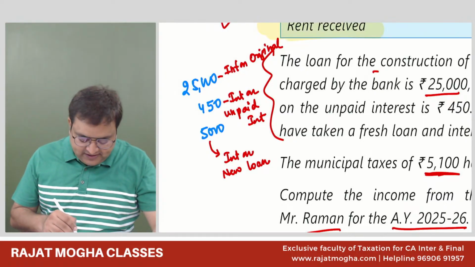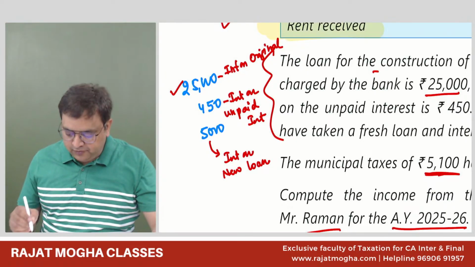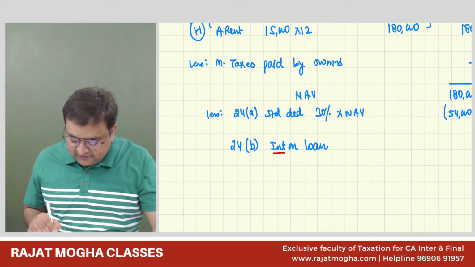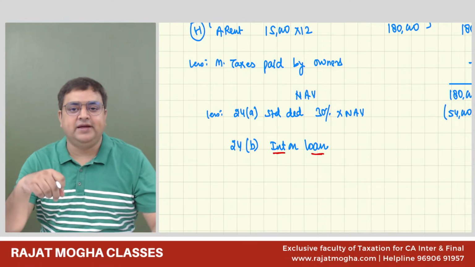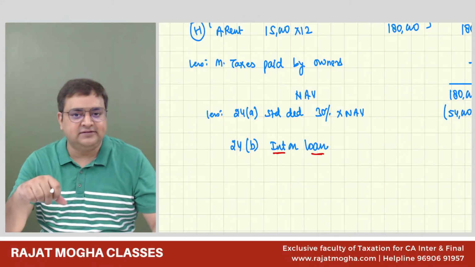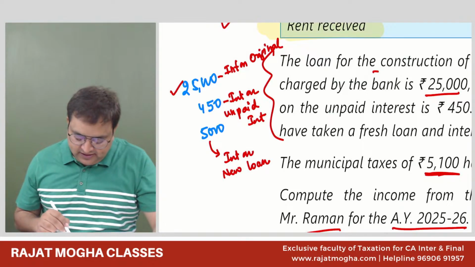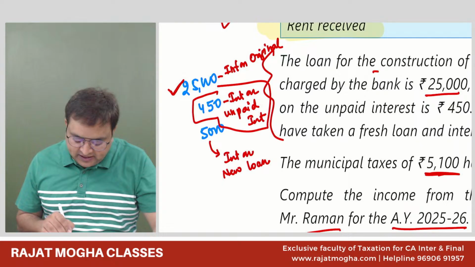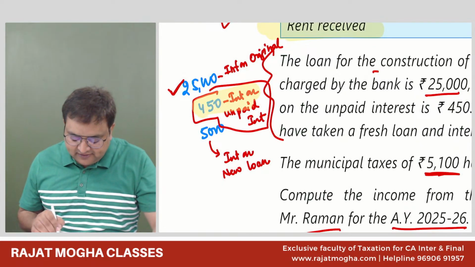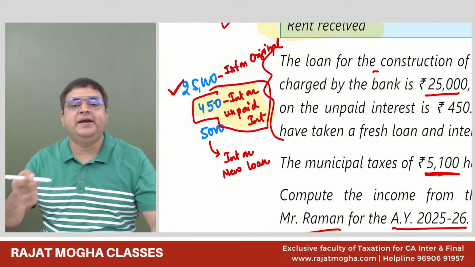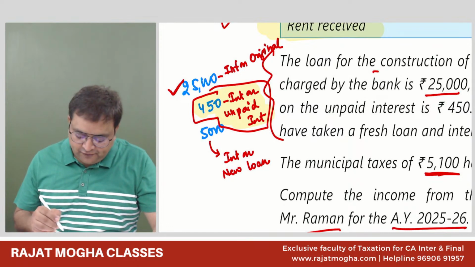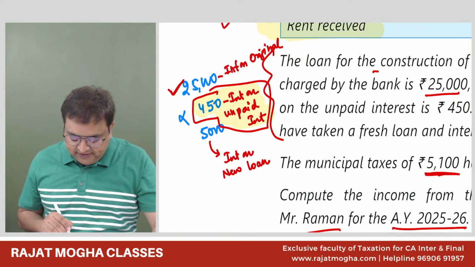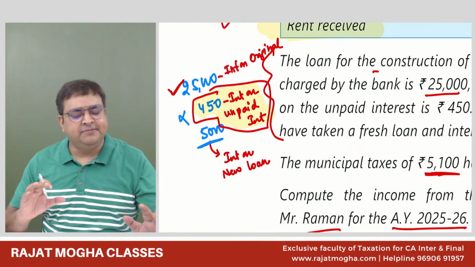See, 25,000 is 100% allowed. Look at the terminology. 24B says interest on loan. Whatever loan you have taken, that interest is allowed. So obviously 25,000 is allowed. 450 is not the interest on loan. This is the interest on unpaid interest. So obviously this 450 can never be allowed. And whether this 5,000 can be allowed, the answer is yes, because it is also a loan.